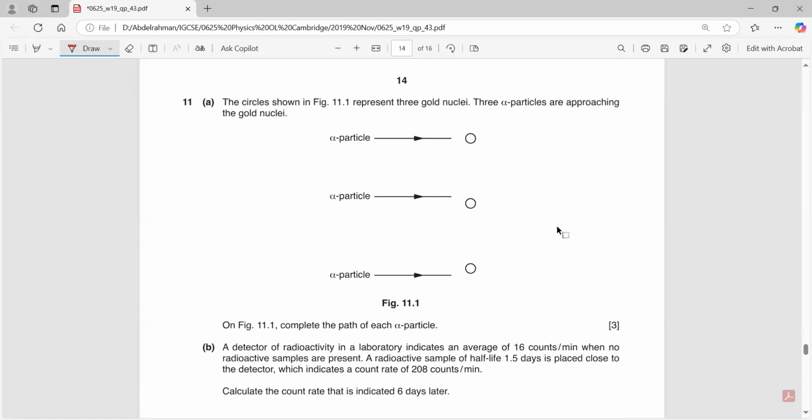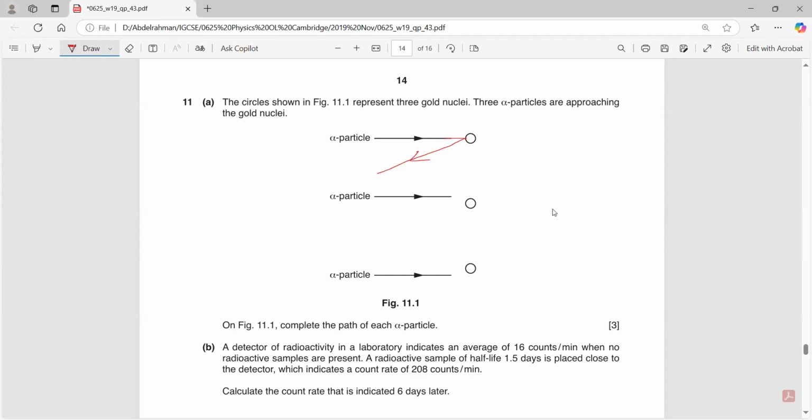Last question, question 11. You have three gold nuclei. Three alpha particles are approaching the gold nucleus. We need to see what will happen to these alpha particles. The first one is a head-on collision with the nucleus. So it will, yes, it will deflect back. Okay, it will deflect back in this direction, for example. Downwards or upwards, doesn't really matter.